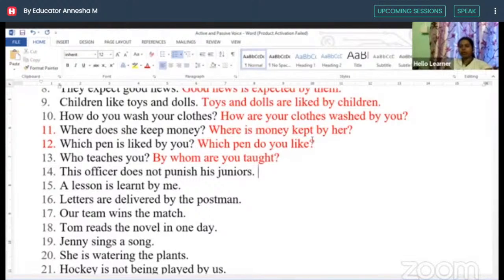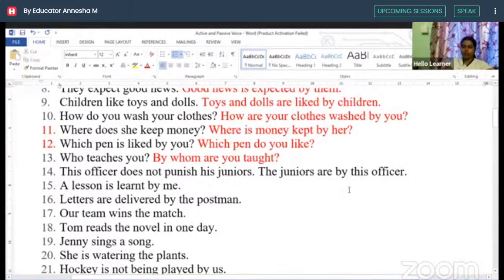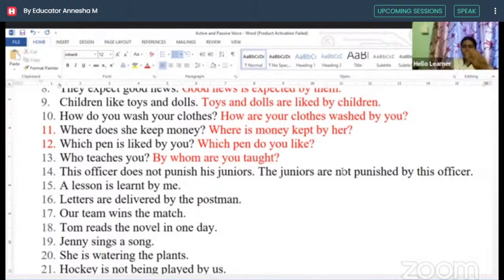Yes. Anil, would you like to try the next one? Okay. Dipali, quickly बताइए next one. This officer does not punish his juniors. The juniors are not punished by this officer. Very good. Absolutely correct. Are the juniors not, are not punished. Are not punished by this officer. Absolutely correct. Okay. After Dipali, then yes, Anil, would you like to try?